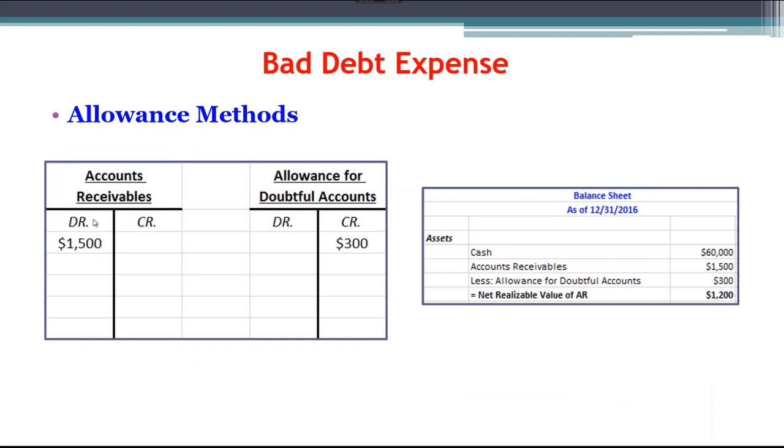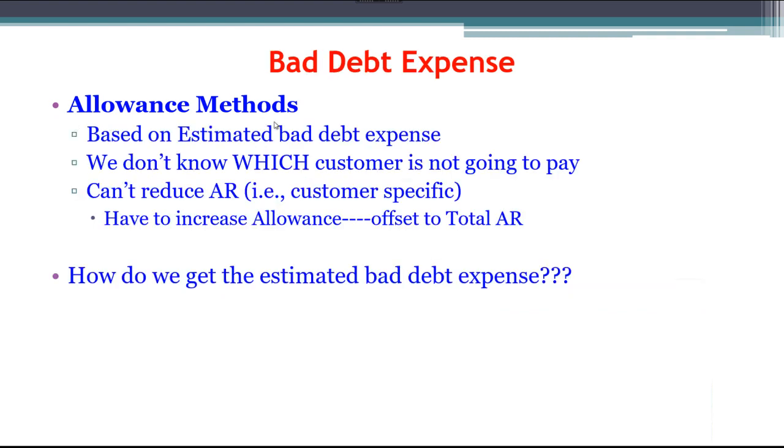So what we see here is we have a debit balance for accounts receivable, a credit balance for the allowance for doubtful accounts, and the way this shows up on the balance sheet is that you have accounts receivable less the allowance for doubtful accounts equals the net realizable value of accounts receivable. Now, those allowance methods, we talked about the journal entries themselves, but it's based on an estimated bad debt expense. Again, the thing is we don't know for sure which customer won't pay. That's why we can't reduce the accounts receivable. It has to be customer specific. So we increase that allowance account to offset the total accounts receivable.